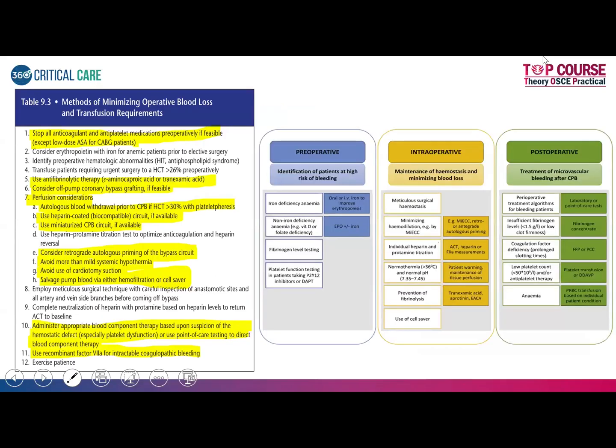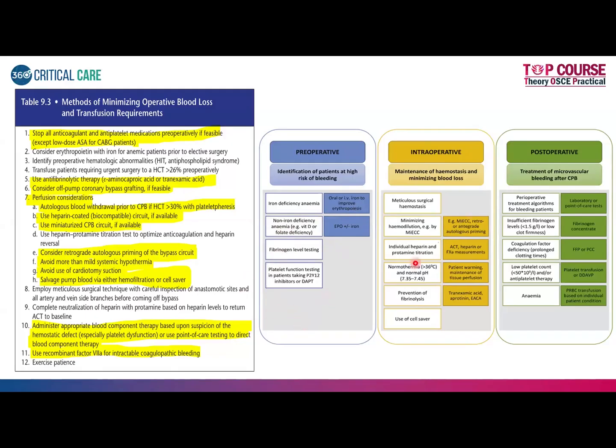So, how are we going to minimize? When a patient has come from a surgery or is going into a surgery, what are the things we need to think of? We can divide it into preoperative, intraoperative, and postoperative measures. First of all, identify the at risk bleeding patients. Correct anemia if need be. Anemia is one of the risk factors for any kind of cardiac patient. It can further worsen failure, as we have studied yesterday. And then fibrinogen level testing, platelet function testing if the patient is on dual antiplatelets.